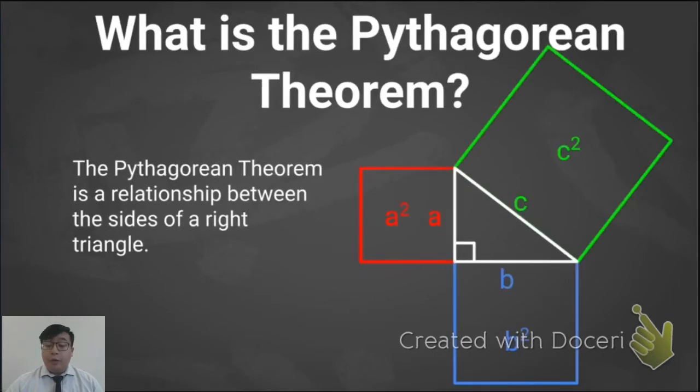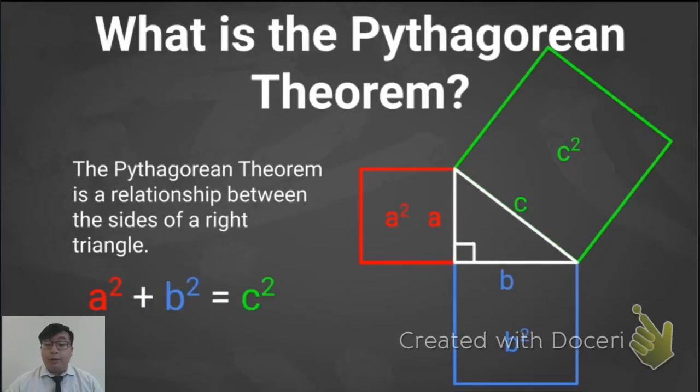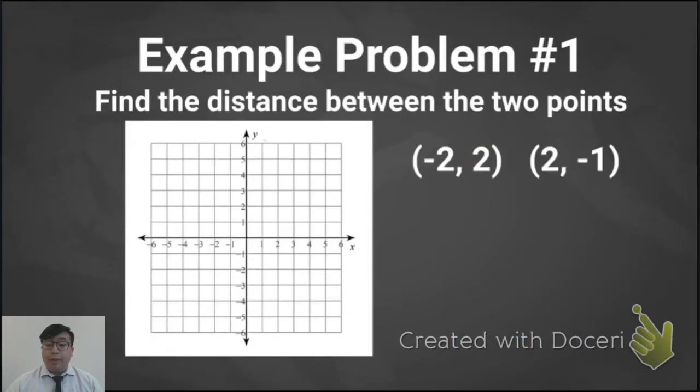So if I drew squares off the sides of this right triangle, the Pythagorean Theorem says that the area of the two smaller squares will occupy the same space as the big square, or that a squared plus b squared equals c squared. So keeping that in mind, let's find the distance between the following 2 points.